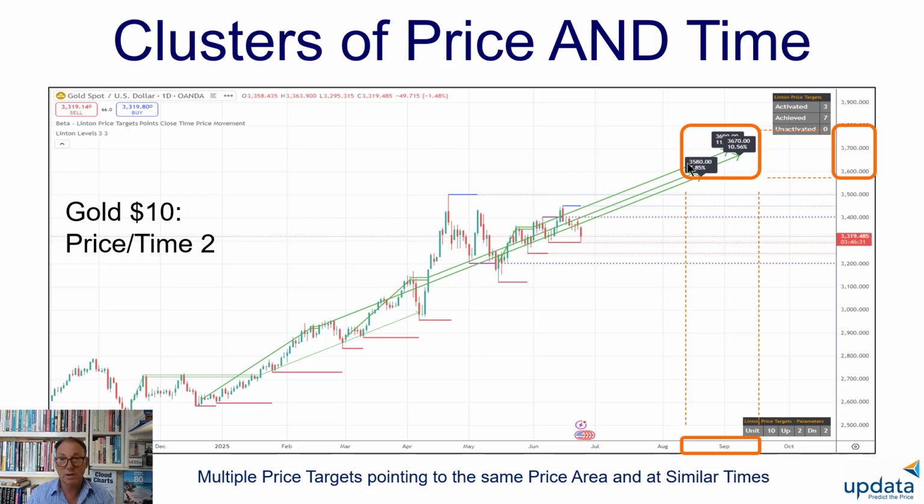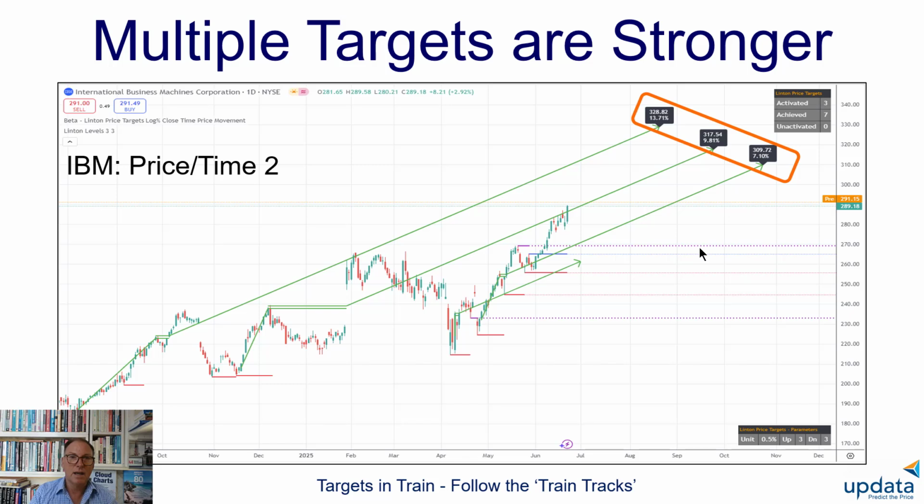And because we can also project time, if we're seeing pointing to the same price and time area, it's what we call a cluster. And so multiple buying thrusts all pointing to the same area increases the validity of the targets and the likelihood that they will be met. So multiple upside targets, train tracks we call them, is a really key aspect. And again, here we look at a chart that's given multiple upside targets, and we take note of that.